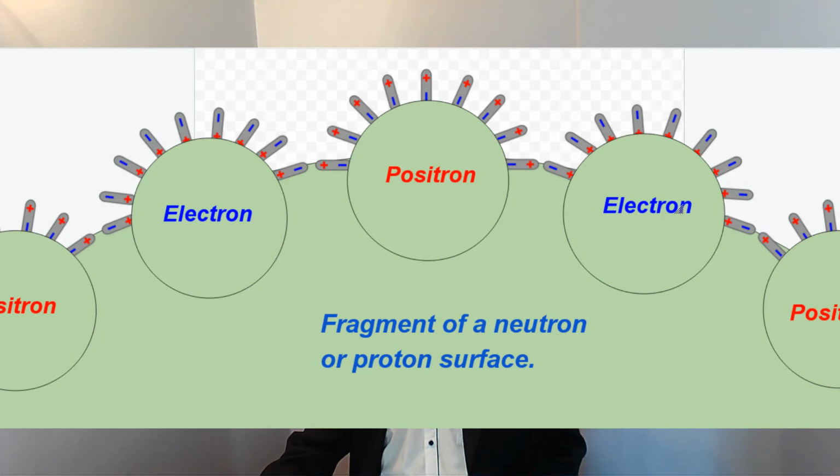To understand the mechanisms of interaction of matter, it is necessary to analyze the surface of the proton and neutron. On the entire surface of the neutron, positrons and electrons are arranged symmetrically and alternately.